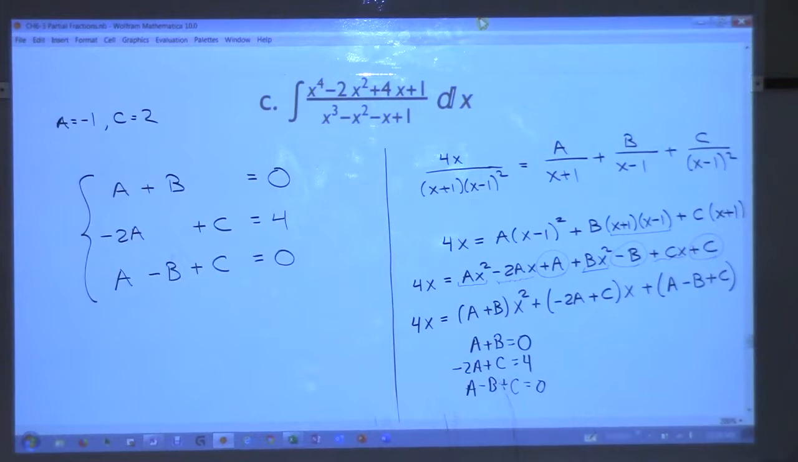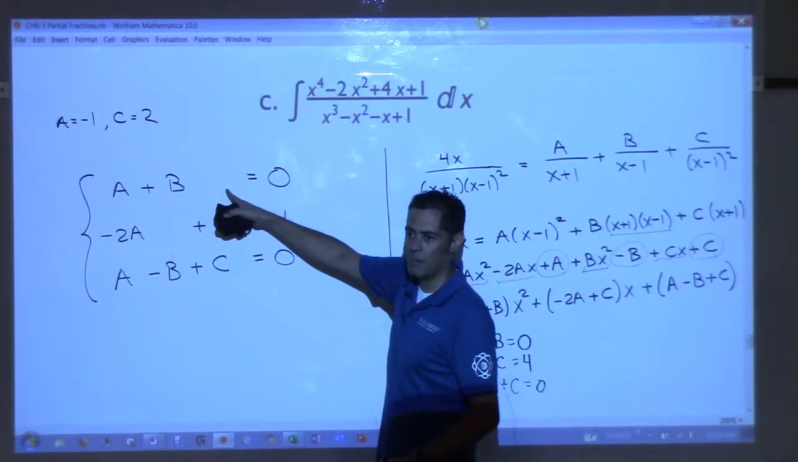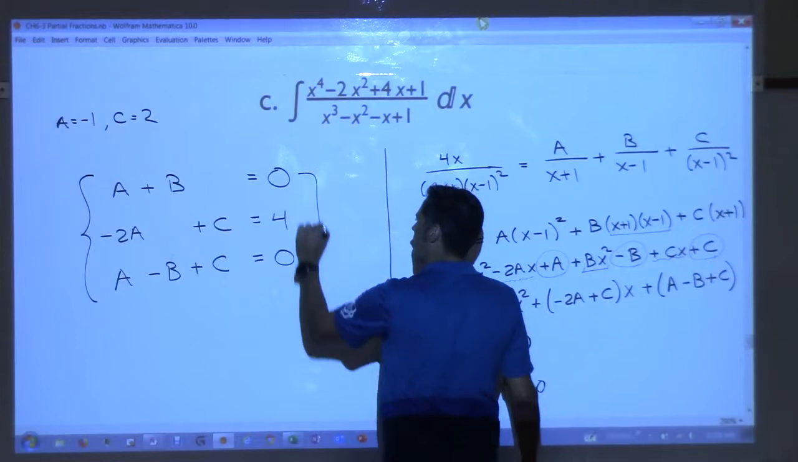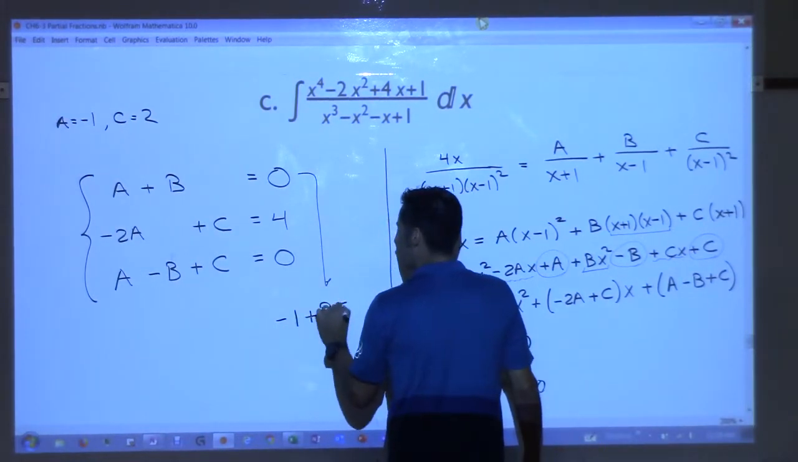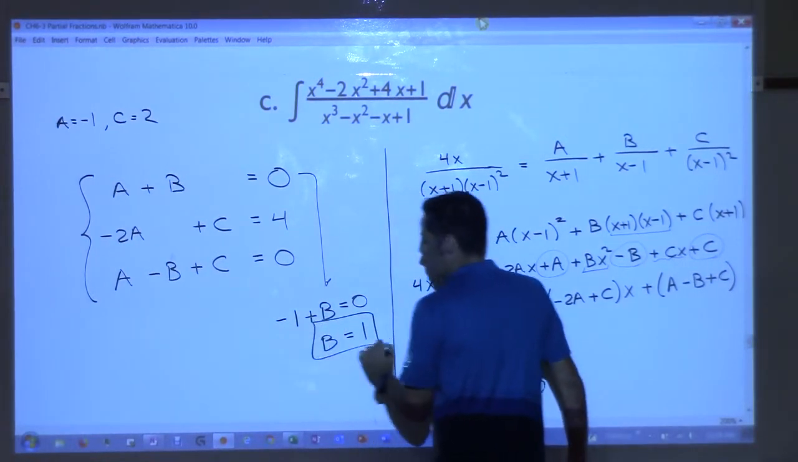But we actually know what a and c are, don't we? So if I know what a is, I can get this first equation pretty quick, right? I can get b. It's from that first one right there. I know that a is negative 1, so plus b, that has to be 0, which means b is what? 1. Okay, and we're done. Now we know a, b, and c.